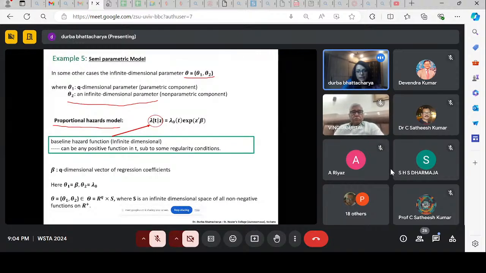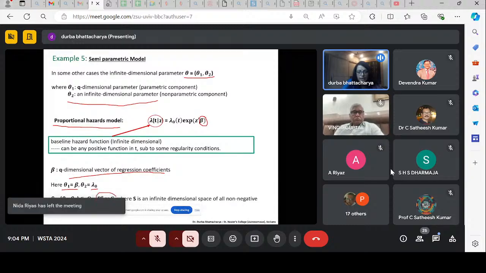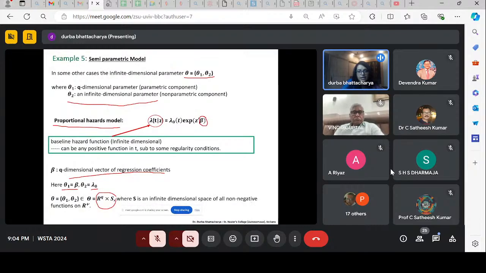Where this vector beta is a q-dimensional vector of regression coefficients. So this is finite dimensional. So this is an example of a semi-parametric model. So we consider theta 1 as finite dimensional and theta 2 as lambda naught. So this kind of problem, where the parametric space is R^q cross S, where S is an infinite dimensional space of all non-negative functions on R plus, can be considered to be a semi-parametric model.